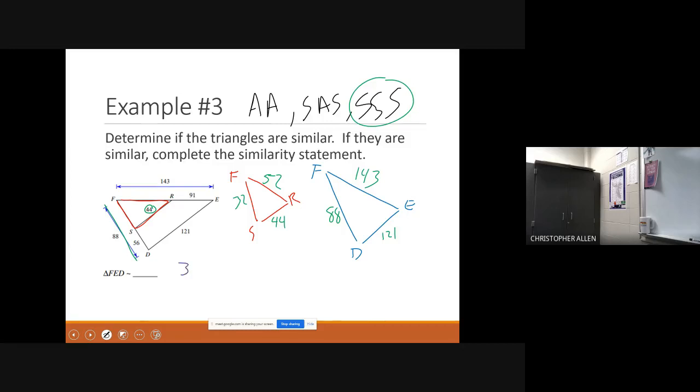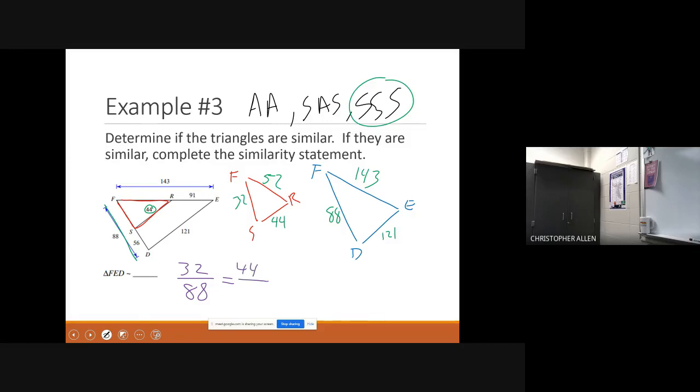Okay, 32 is to 88. Do you guys see what I did there? I took the FS to the FD. That was the short side of the first one to the short side of the second one. What was the middle length? What was the middle number? 44, right? So I'm going to put 44.